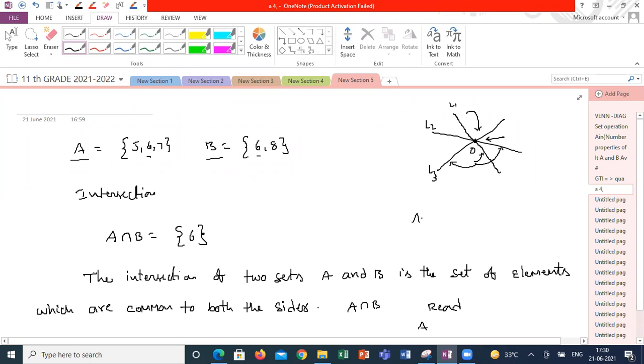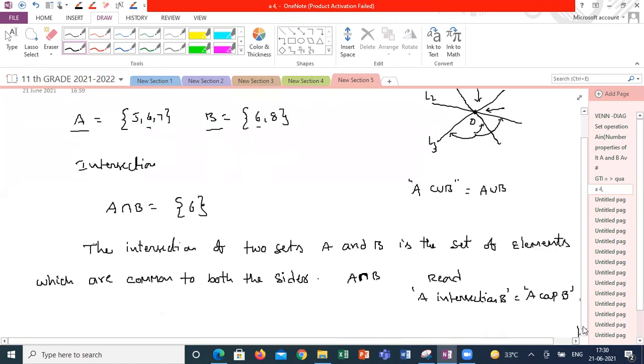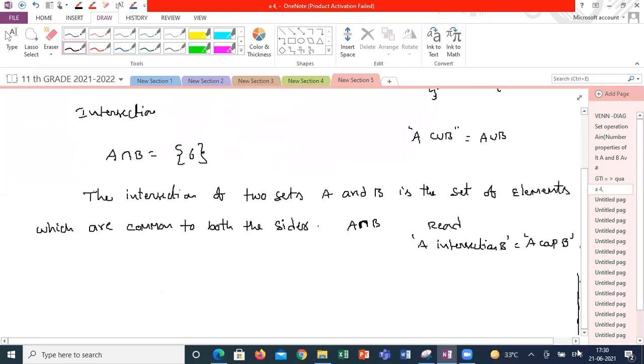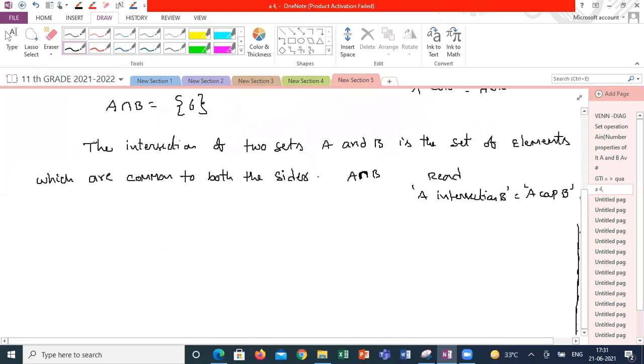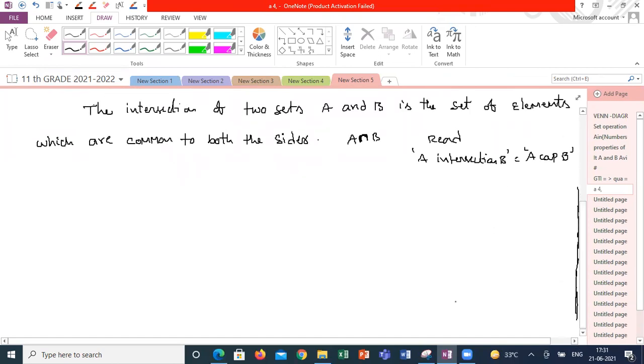A cup B is A union B. A intersection B is A cap B. And the symbol for intersection is this one. You can see it on the screen. So intersection means you have to choose the common elements contained in both the sets. Suppose I am talking about two sets which are intersecting, take the common elements of both the sets and form a separate set. That set is called the intersection of the given two sets.